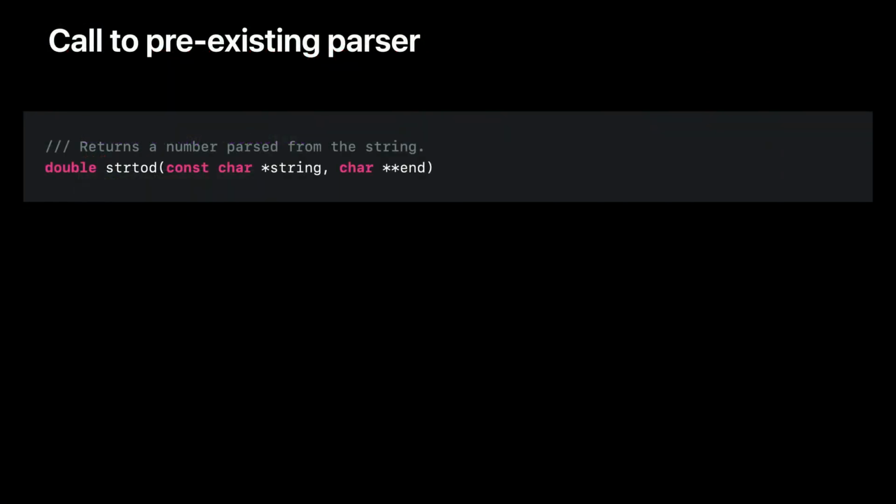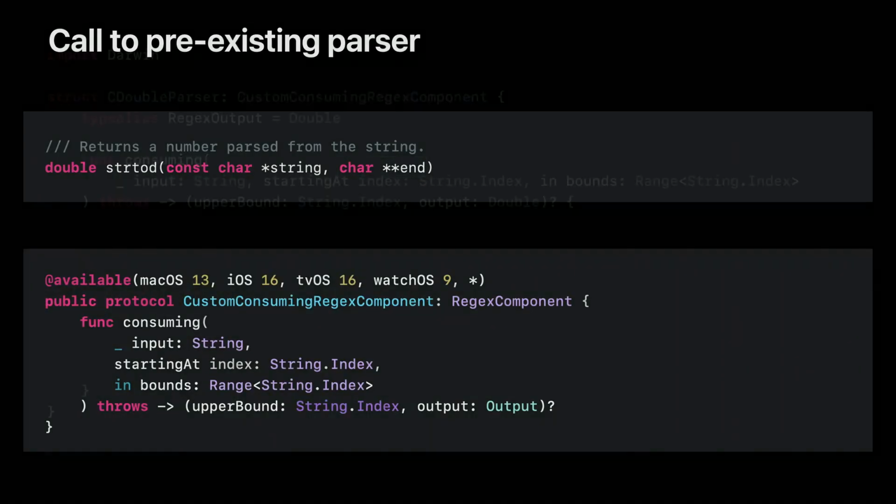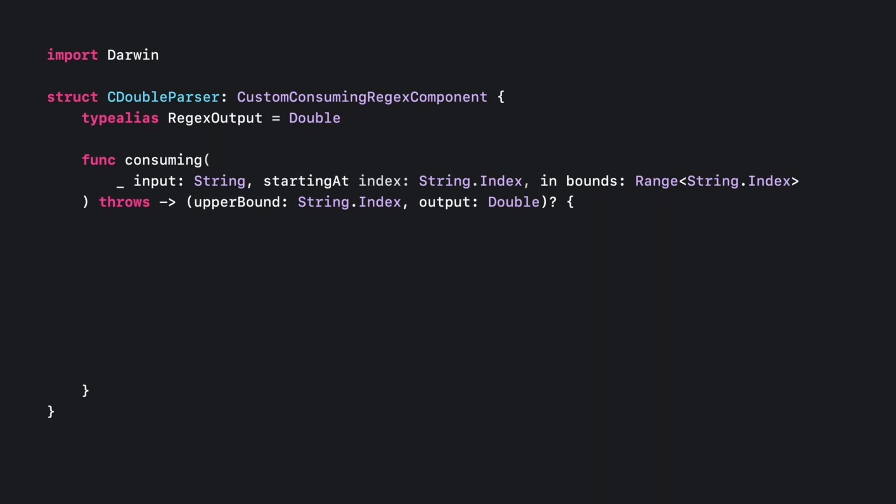strtod is a function from the C standard library. It takes the string pointer, parses the underlying string, and assigns the end position of the match to the end pointer. Let's parse the duration the C way. To do this, I can define a parser type on my own and make it conform to the CustomConsumingRegexComponent protocol. I define a structure named CDoubleParser.